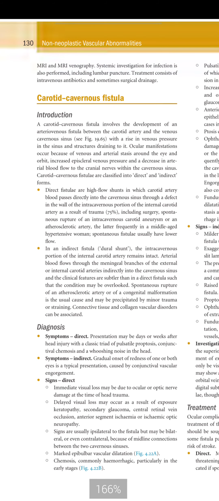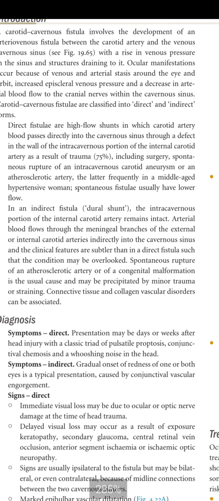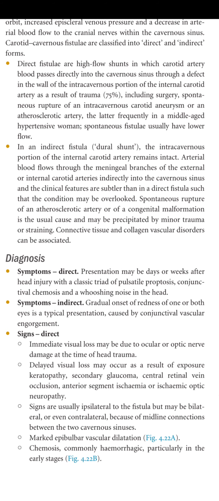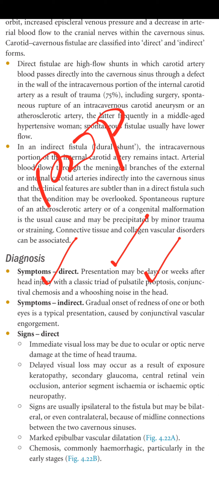So the diagnosis of the symptoms in the direct type: presentation may be days or weeks after head injury with the classic triad of pulsatile proptosis, conjunctival chemosis, and a whooshing noise in the head. So the classic triad is that there will be pulsatile proptosis, conjunctival chemosis, and a whooshing noise in the head. Whereas the symptoms in the indirect type is a gradual onset of redness of one or both eyes, the typical presentation caused by conjunctival vascular engorgement.